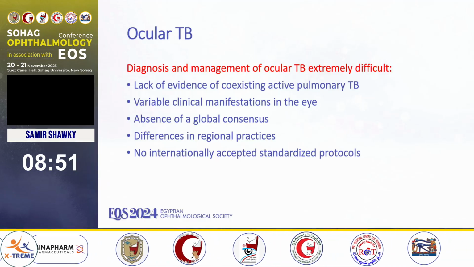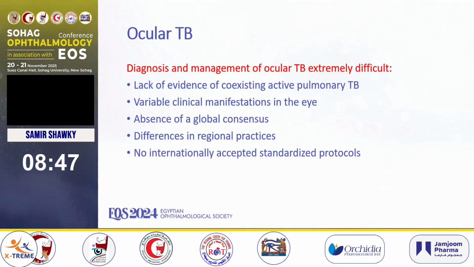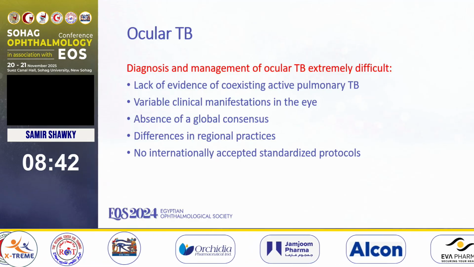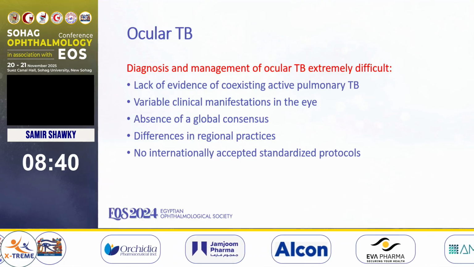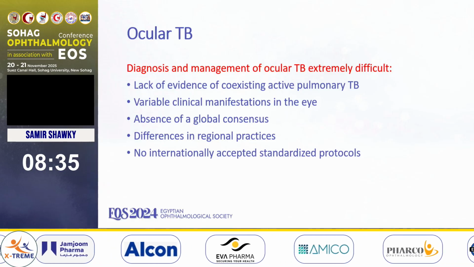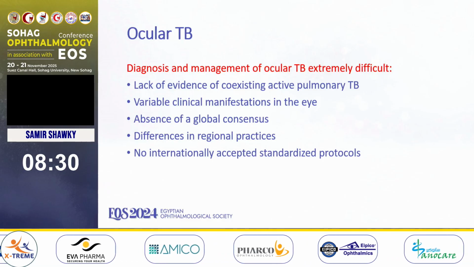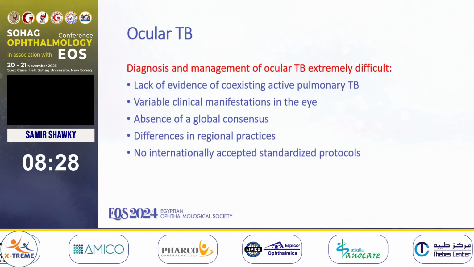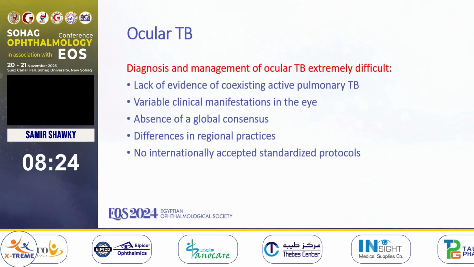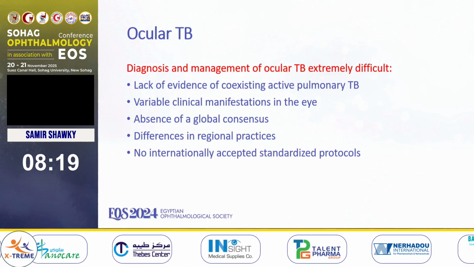We have some problems in the diagnosis of ocular TB. The problems are, as we mentioned, most of the cases have no coexistent pulmonary TB. There are no specific diagnostic criteria for ocular TB. The other thing is the variable clinical manifestations. As we know, TB can cause any type of uveitis. It can cause granulomatous uveitis, non-granulomatous uveitis. And the most important is the absence of the general consensus for the diagnosis.